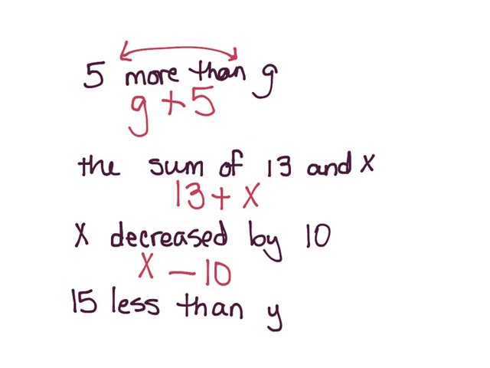The next one, 15 less than y. There's that less than. That's a turnaround word, so I know that I'm going to switch it around. And less means I want a smaller number, so I'm going to subtract. And instead of doing 15 minus y, I'm going to do y minus 15. Hope you got those right. Let's do a few more.